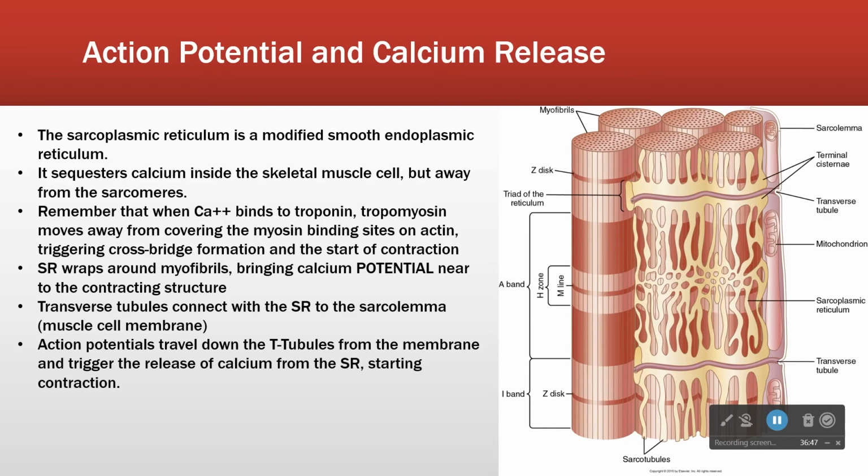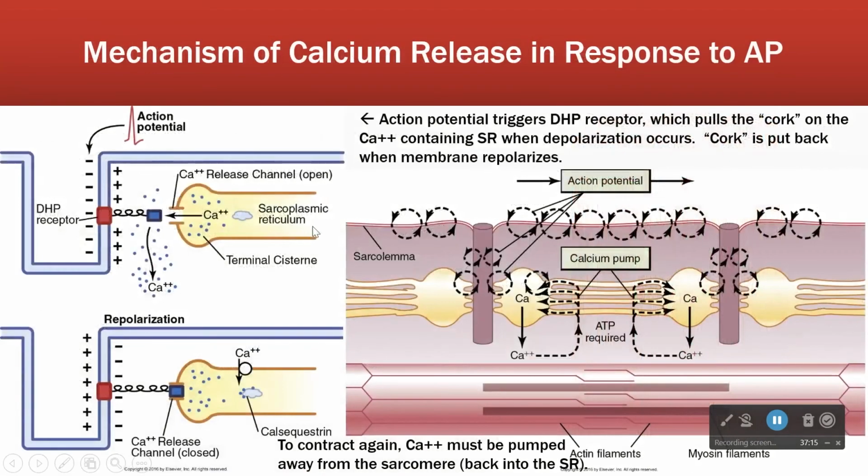We call this process excitation-contraction coupling. Excitation is the nervous system having activated the muscle cell, so we have a voltage change, connecting it to contraction, actually getting the muscle to shorten. The bit that connects those two is calcium. When calcium gets released from the SR, we get contraction. All right, so how does that happen?